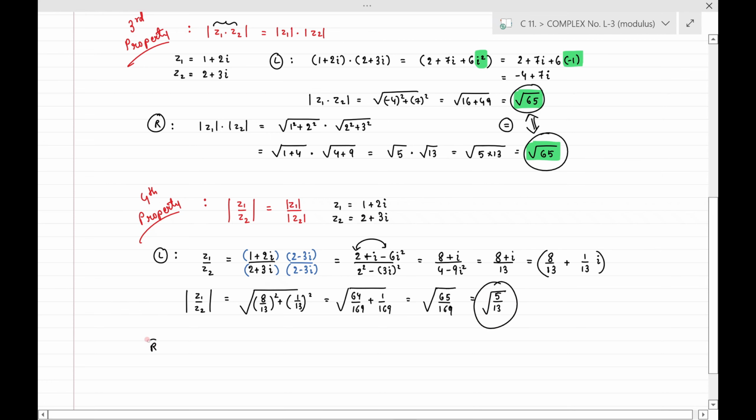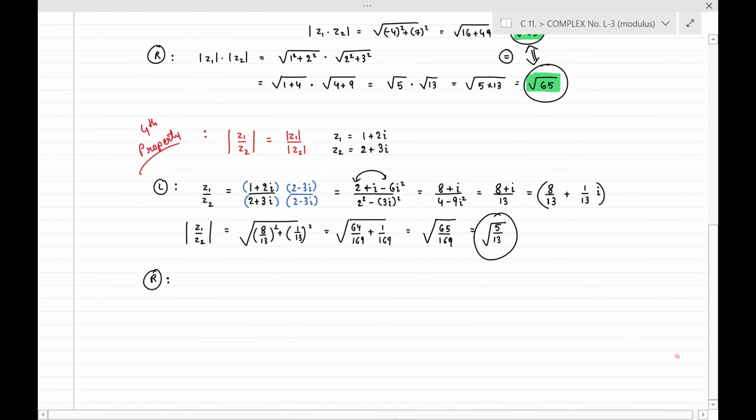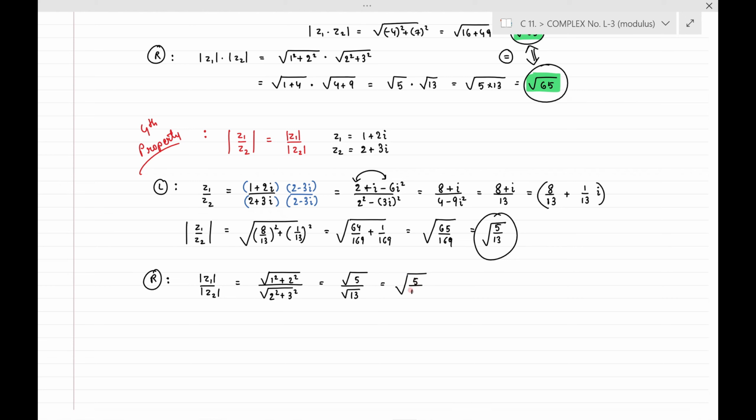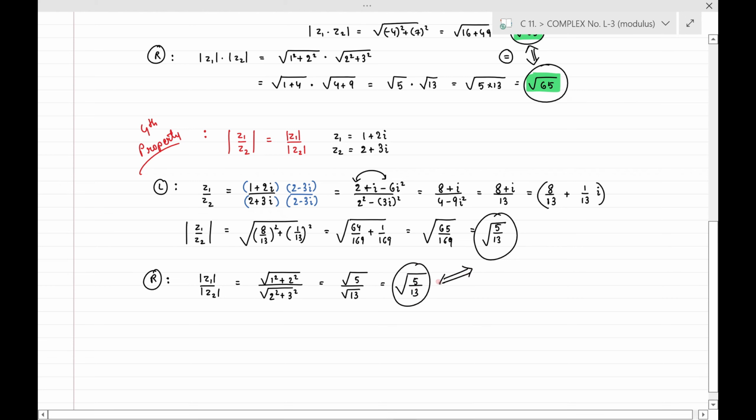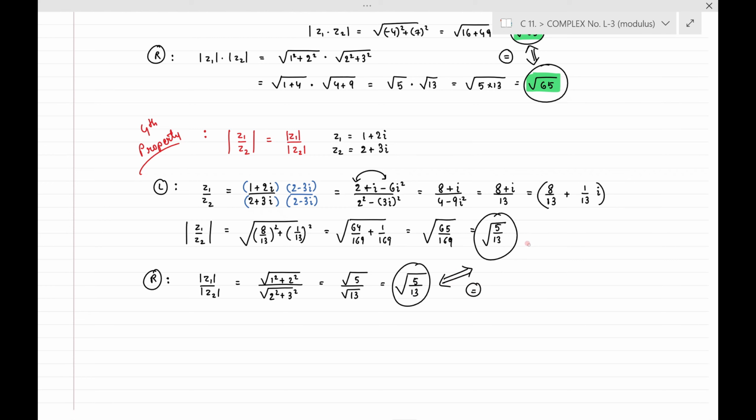Now let us consider the right hand side of the property. Now the right hand side, mod of z1 divided by mod of z2, that will be equal to under root of 1 square plus 2 square, and then mod of z2 will be under root 2 square plus 3 square, that is equal to under root 5 by under root 13, and the whole thing can be written as under root 5 by 13, which is exactly the same as the left hand side. The values are equal. So this property is also satisfied.